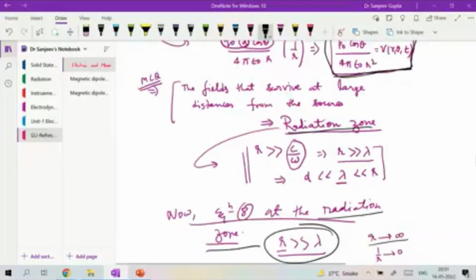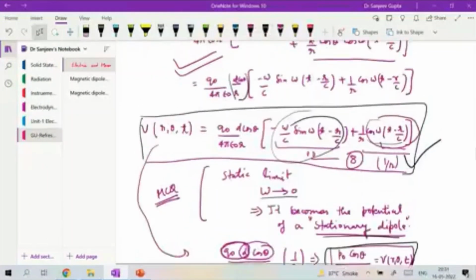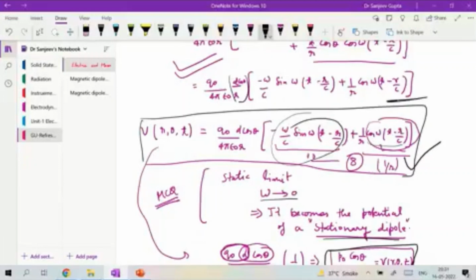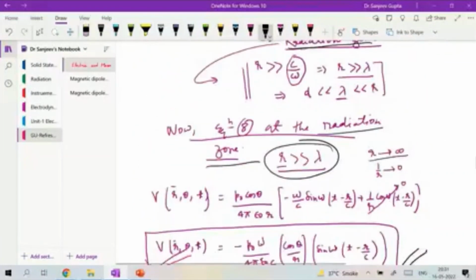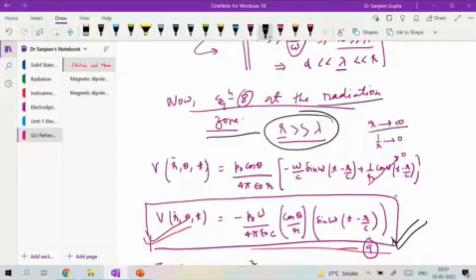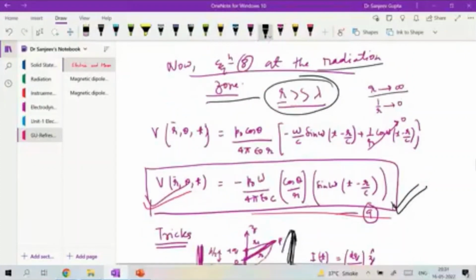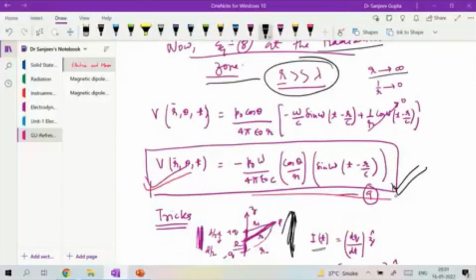So my question number 8: the expression changes for dipole approximation. That whole term goes to 0. So we have V(r, theta, t) equal to minus p0 omega upon 4 pi epsilon c, cos theta divided by r, sin omega t minus r by c. That is the expression, and this is simple, what we already know: this is the scalar potential we found.